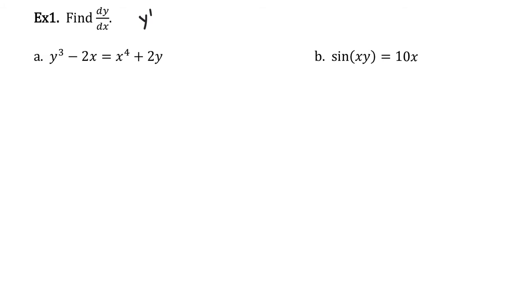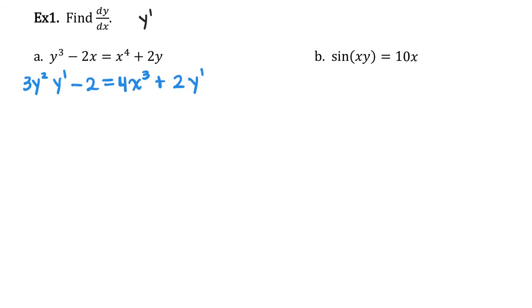Okay, so I'm going to do the derivative of y with respect to x. Let me find the derivative of y to the third. The derivative of y to the third is 3y to the second. Since it's involving y, I'm going to do dy dx, or I can do y prime. Now the derivative of 2x is negative 2, equals the derivative of x to the fourth, which is 4x to the third, and the derivative of 2y is 2, and then I'm going to do dy dx, or y prime.